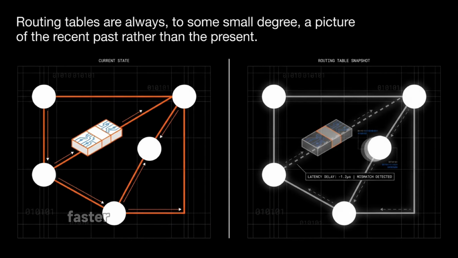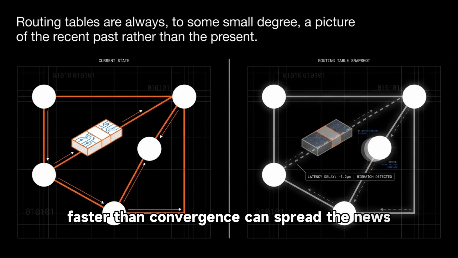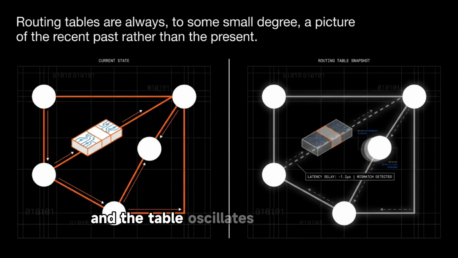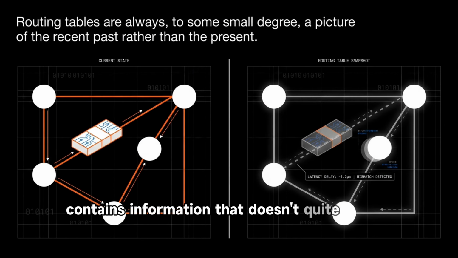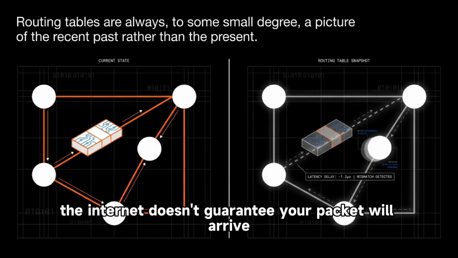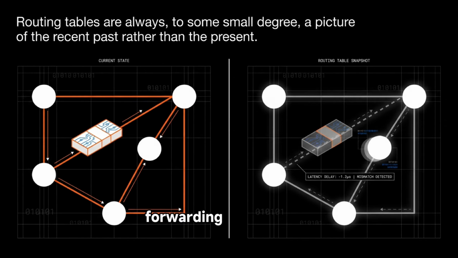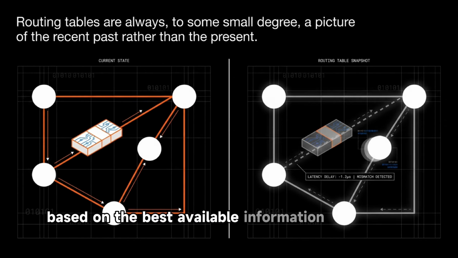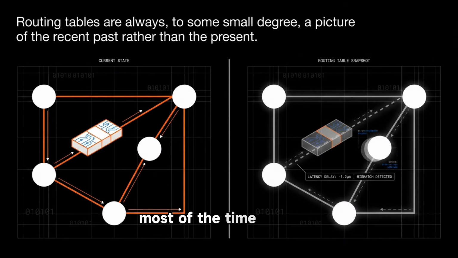When a link fails faster than convergence can spread the news, when a route flaps and the table oscillates between states, when a misconfiguration causes routes to disappear entirely. Each of those failure modes is a case where the routing table your packet is relying on contains information that doesn't quite match reality. The internet doesn't guarantee your packet will arrive. It makes a best effort, forwarding each packet based on the best available information at each hop. Most of the time, it works. When it doesn't, the failures we've discussed in this series are what you get.